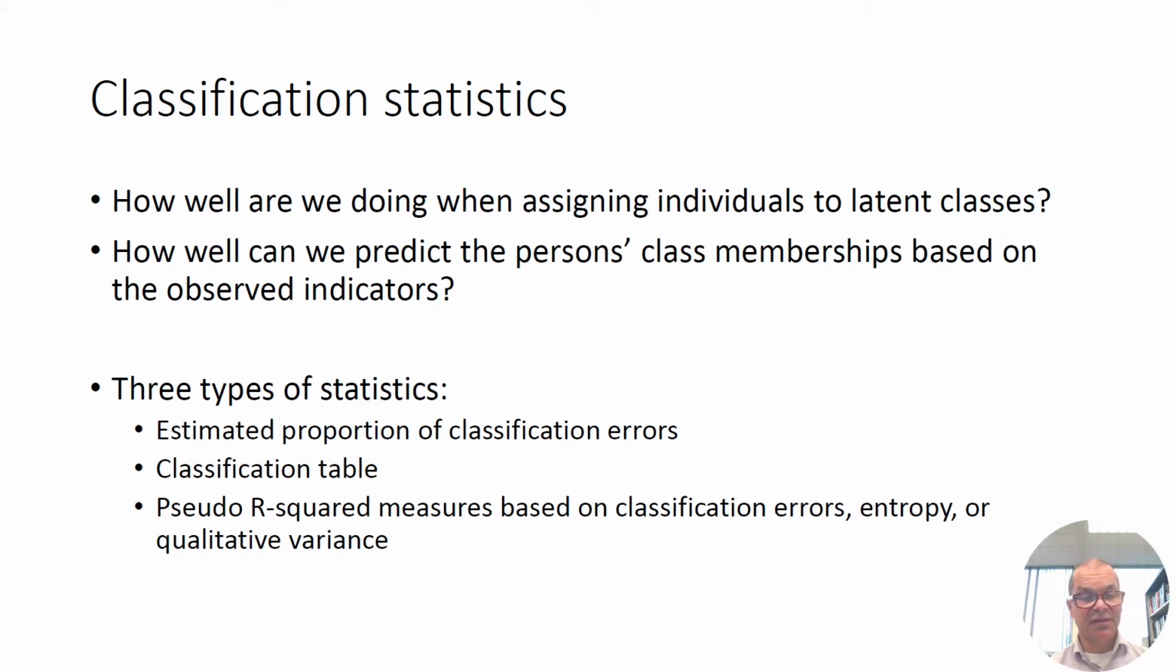There are three types of statistics that can be used for this purpose. The simplest one is just computing the proportion of classification errors, the estimated proportion of classification errors. It is also possible to compute a classification table, and the third type of statistic is the so-called pseudo R-square measures. It's similar to an R-square, but based on classification errors, entropy, or qualitative variance. I'm going to discuss these three types of statistics.